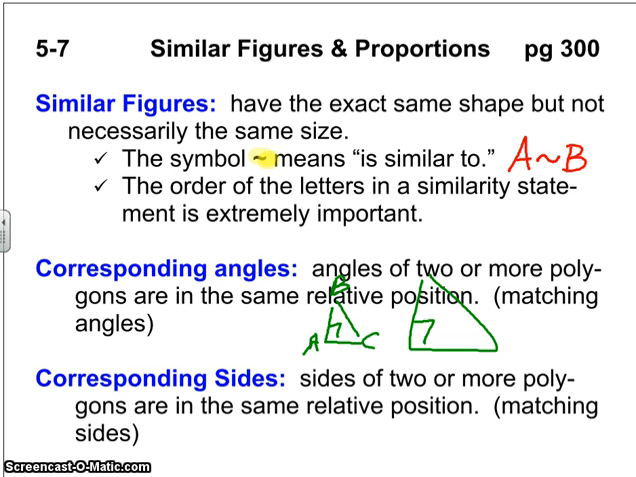The corresponding angles would mean, if I had the vertices of these triangles labeled A, B, C, and D, E, F, you notice here A is the right angle. And if you look at our larger shape, which one is also a right angle? Hopefully you notice that D is the right angle. Therefore, A and D correspond to each other. They match up to each other. So corresponding angles are angles that match up to each other. And the same thing with corresponding sides: they're the sides that match up to each other in similar figures.